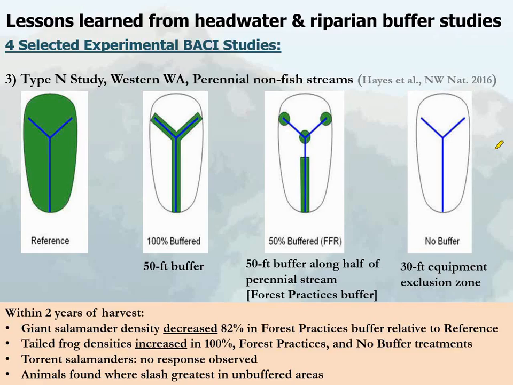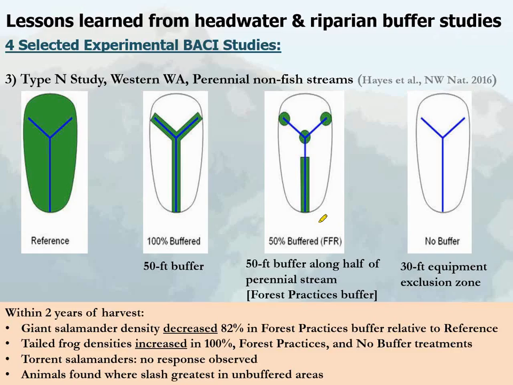Within 2 years of harvest, giant salamander density decreased in the forest practices buffer relative to reference. So the forest practices buffer is here. It's this one. It has a 50-foot buffer along half of the perennial stream reach. So this is different than the other studies, where we're seeing an effect on the giant salamanders.